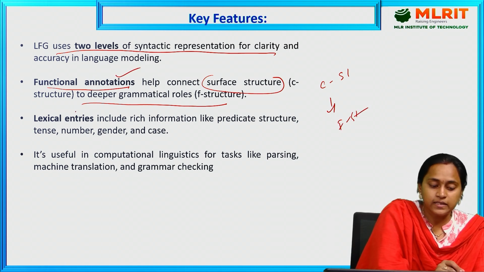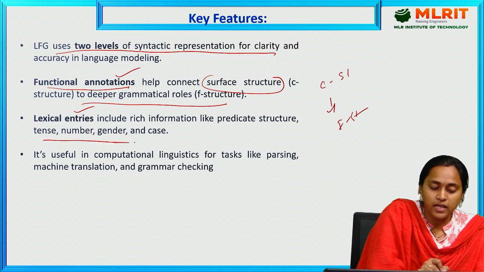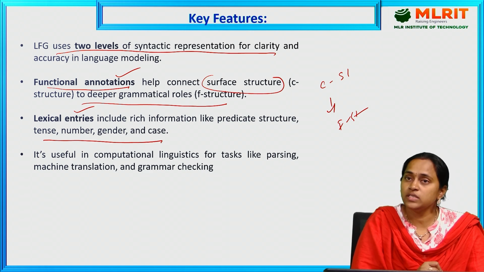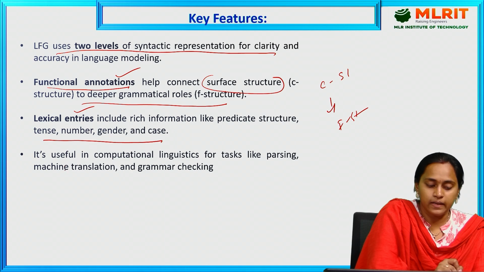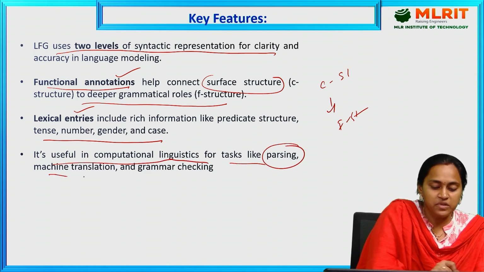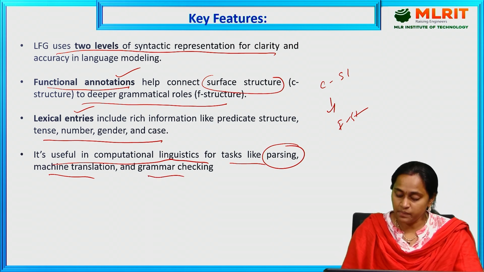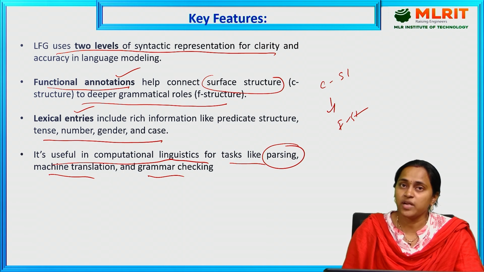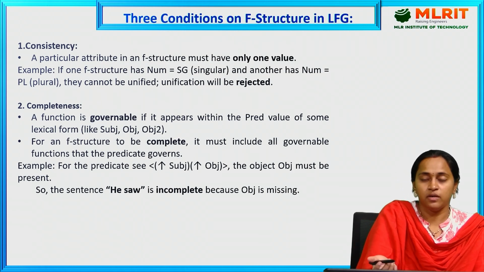Let's see lexical entries. The third one is lexical entry. It contains gender, tense, and case. This is also one of the language models to predict the lexical entries. It is useful to computational statistics for tasks like parsing, machine translation, and grammar checking. So for this also, I am using it to check parsing and machine translation, language to language, and grammar checking. There is spelling detection, error detection, and correction. We discussed these topics in previous sessions. Go through those previous videos.